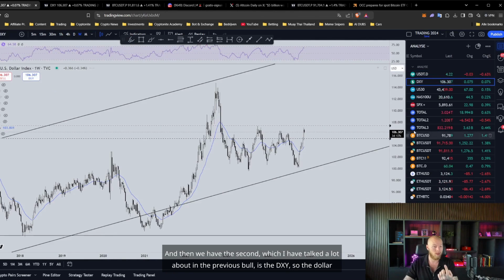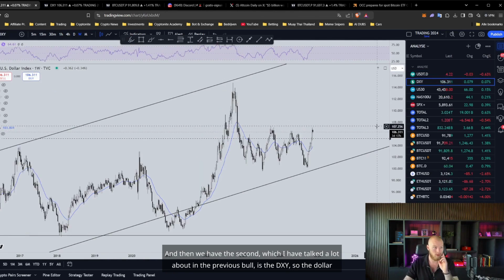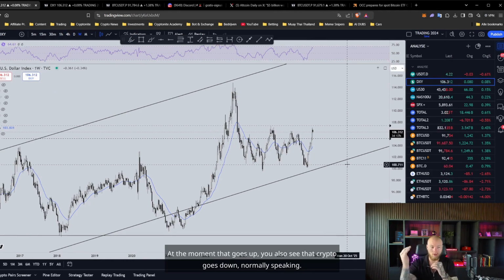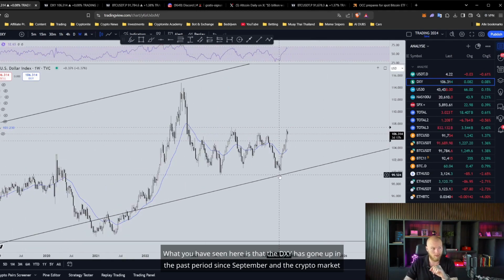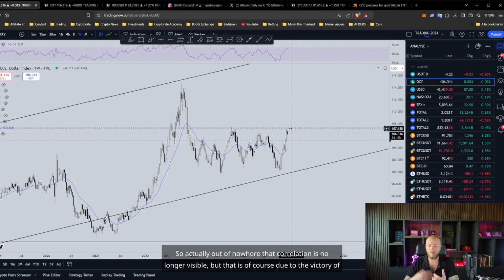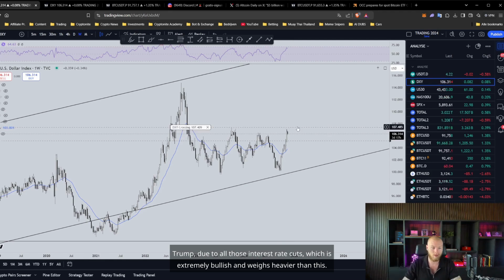And then we have the second, which I have talked a lot about in the previous video, the DXY, so the dollar strength. At the moment that goes up, you also see that crypto goes down. Normally speaking, what you have seen here is that the DXY has gone up in the past period since September, and the crypto market as well. So actually out of nowhere, that correlation is no longer visible, but that is of course due to the victory of Trump, due to all those interest rate cuts, which is extremely bullish and weighs heavier than this.